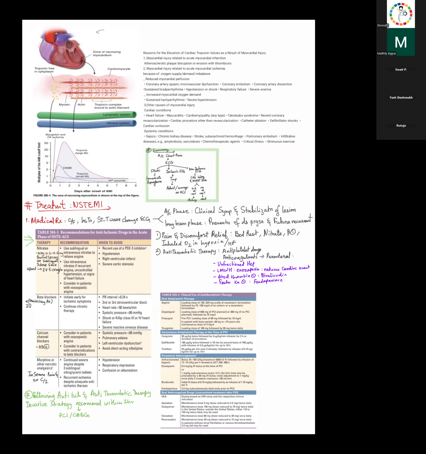Lifestyle changes are very important. And if the patient develops a severe triple vessel disease, or as Yash has mentioned, concomitant valvular heart disease, or any other indications which make it favorable to do a CABG, then go for CABG.